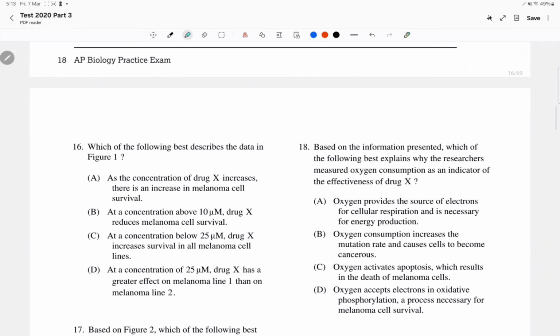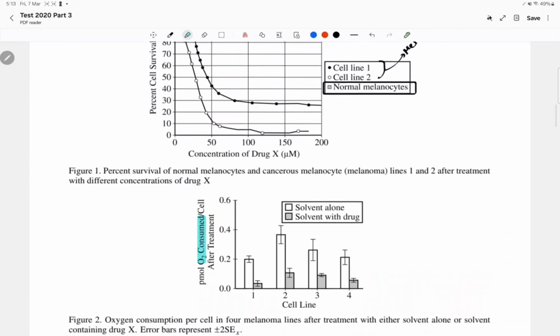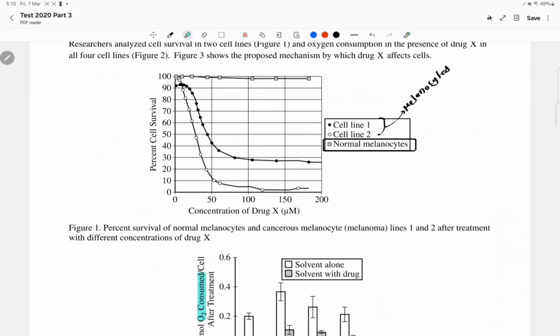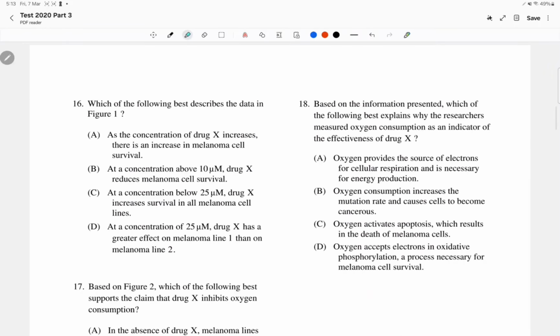Okay. Which of the following best describes the data in figure 1? That's figure 1, right? Yeah, that's figure 1. What do you guys think? The melanoma is the cancer cell, right? Yeah. It's B. B is the correct answer.